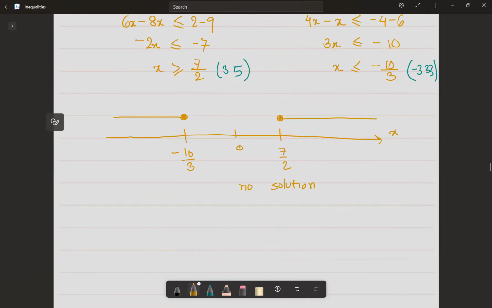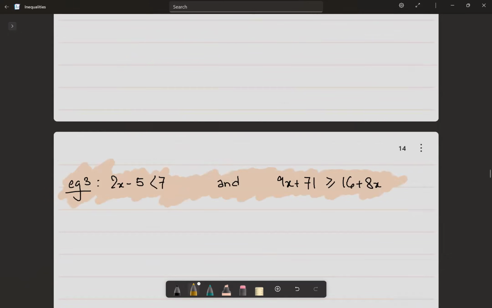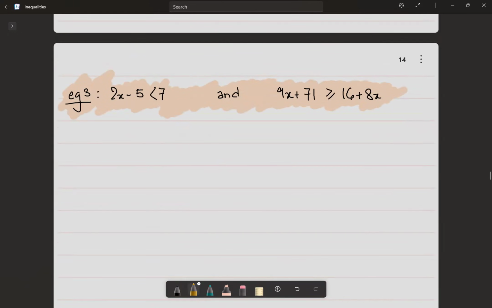Then let's move to the next one, which is this example. So here we have 2x minus 5 is less than 7. So we can write this as 2x is less than 7 plus 5. So x is less than 7 plus 5 is 12. So 12 divided by 2 gives us 6. And here we have 9x minus 8x is greater than equals to 16 minus 71. So we get x is greater than equals to minus 55.